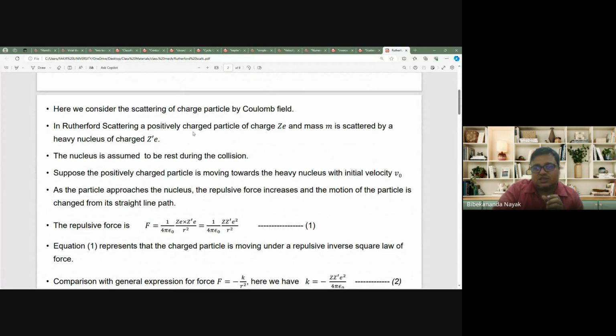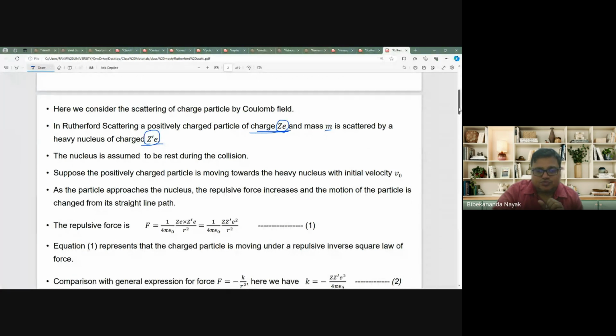In Rutherford scattering, a positive charged particle of charge Ze and mass m is scattered by a heavy nucleus of charge Z'e. We have a nucleus, and we strike another nucleus with it. The existing nucleus is the center with charge Z'e, and we bombard it with another particle having charge Ze and mass m. The nucleus is at rest during the collision, and this is the charged particle.